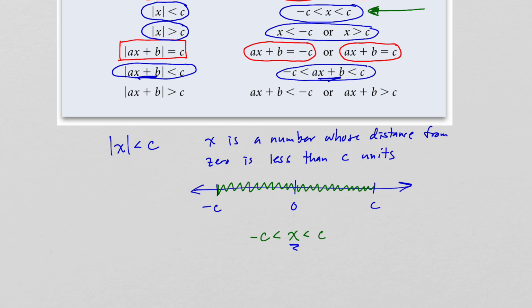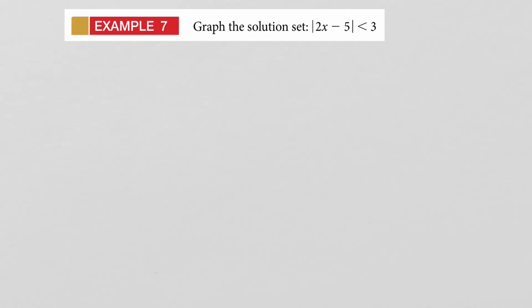So let's go ahead and talk about a couple of examples of that, and then we'll come back and talk about how we deal with this situation. So to solve the absolute value of 2x minus 5 is less than 3, we know that the number 2x minus 5, whatever it is, has to be in between negative 3 and positive 3.